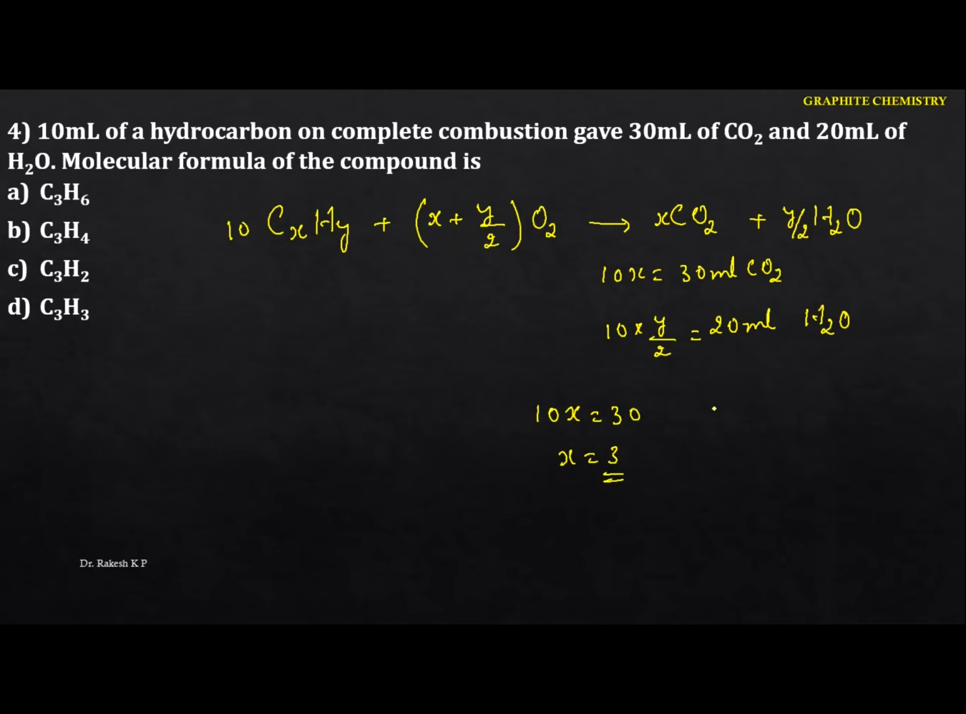Similarly, we have to calculate y. That is 10 into y/2, which is equal to 20. If you do the calculation, the 2 here in y/2 gives us y equal to 4. Now we got x equal to 3 and y equal to 4. Substituting, that becomes C3H4. Hence the option is B. So next one.